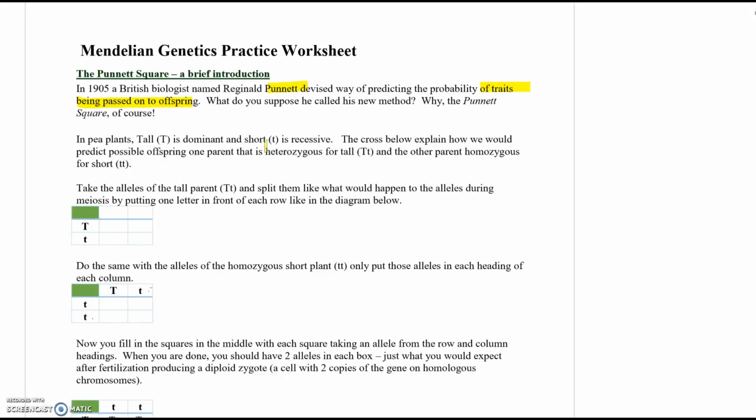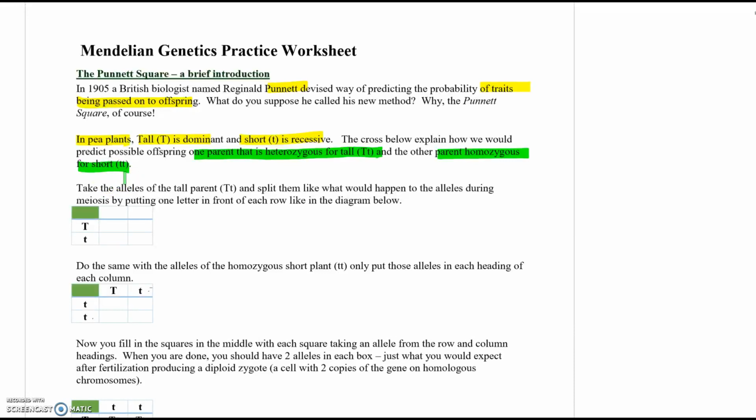So in our example problem here, we're given a trait in pea plants that Mendel looked at. Tall is dominant and short is recessive. So we're going to use a big T for dominant, a little t for recessive. It just happened that tall was dominant and short was recessive. It could be the other way around. It just happens not to be in pea plants. So in this example cross we're going to look at here, we have one parent that is heterozygous, which again means different, for tall. So big T, little t would be their genotype. And the other parent is homozygous for short. Homozygous means the same. They're short, that's the recessive one, so it must be two little t's.